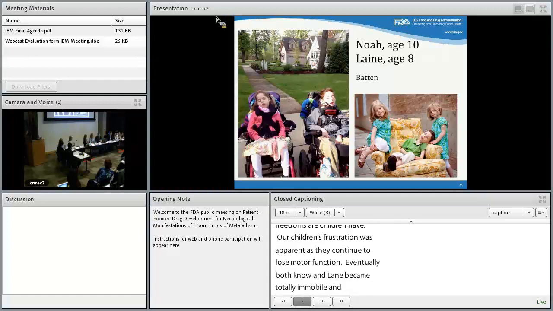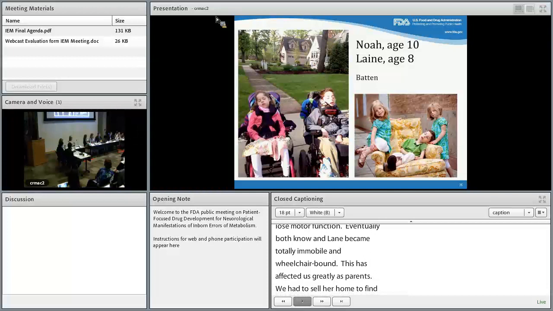This has affected us greatly as parents. We had to sell our home to find one that was more accessible for the children and their growing list of equipment. The toll of continued lifting and carrying of Noah and Lane, including bathing, has taken its toll on our bodies, my wife's and mine, and we are now regulars at our local chiropractor and physical therapy clinics.